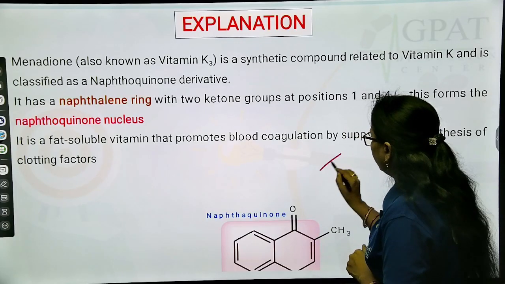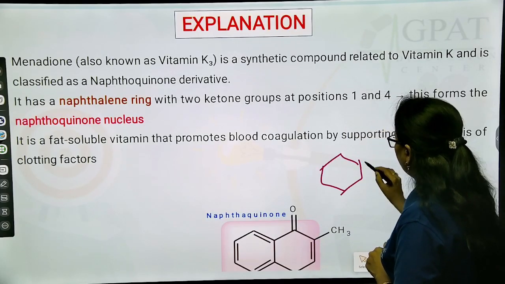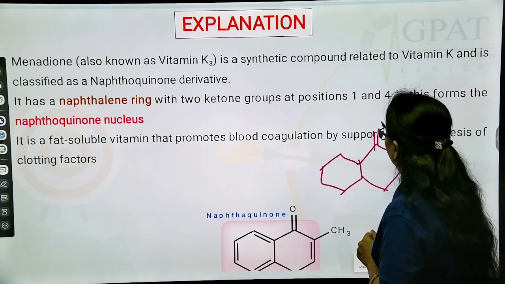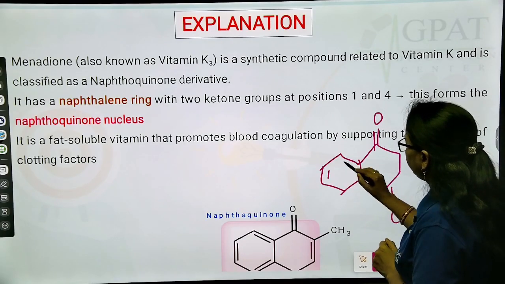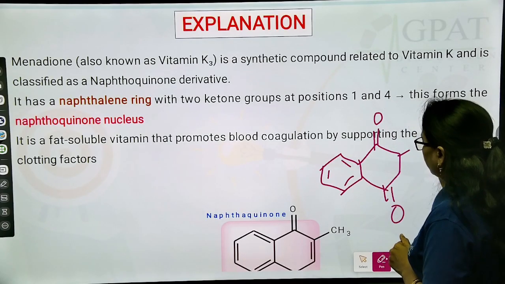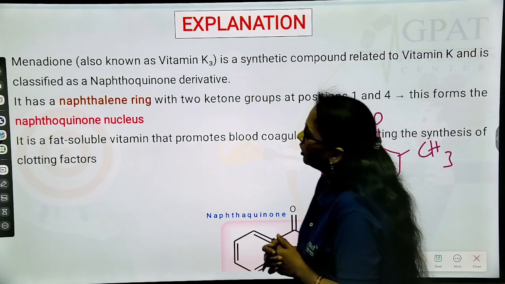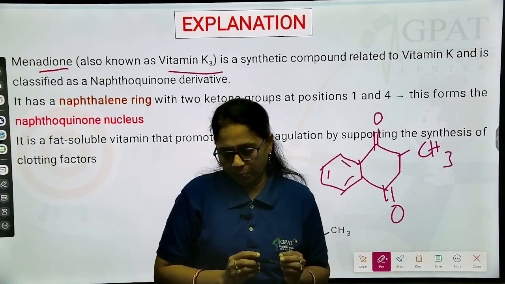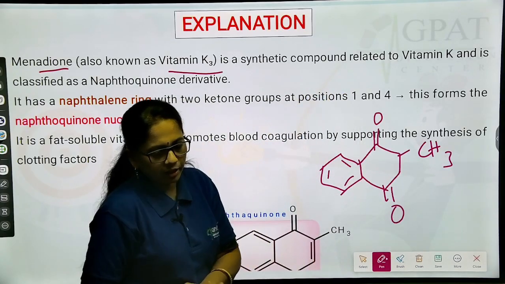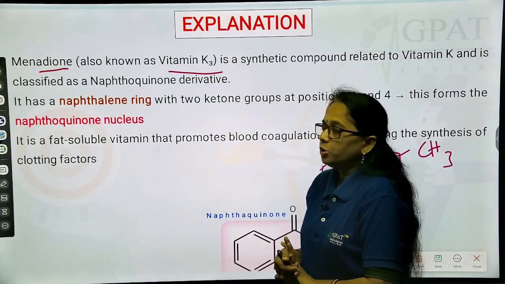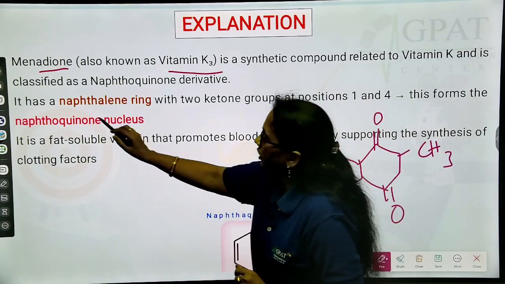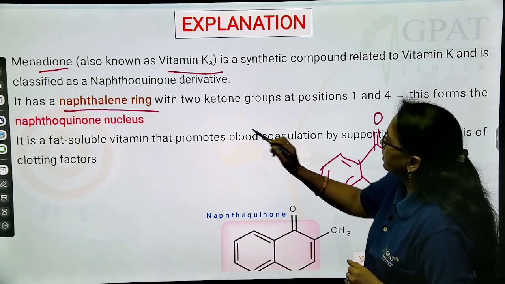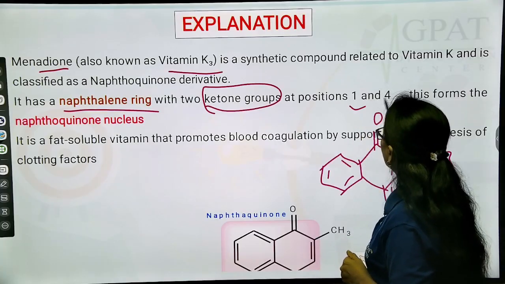Naphtha means 2 benzene rings are going to be there, but here you are going to see 2 ketone moieties for menadione, which is also known as vitamin K3, a synthetic compound. It is related to vitamin K, but majorly it is used as an anticoagulating agent. It has a naphthalene ring, that means 2 benzene rings, and 2 ketone groups at positions 1 and 4.